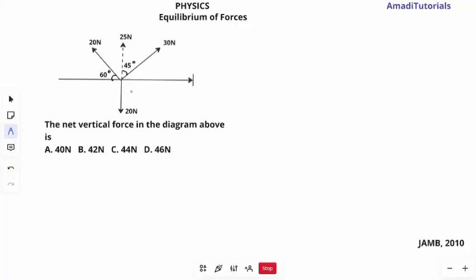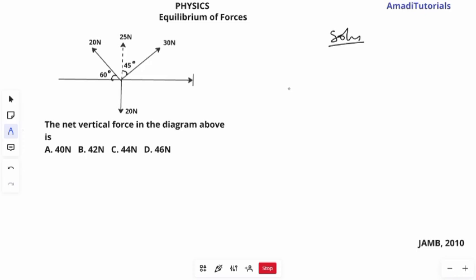Okay, let's quickly answer this question where you have up to four forces acting on a particular point or a particular body to keep it in equilibrium or in stable position. So let's do this. The question says the net vertical force in the diagram above is the net vertical force.